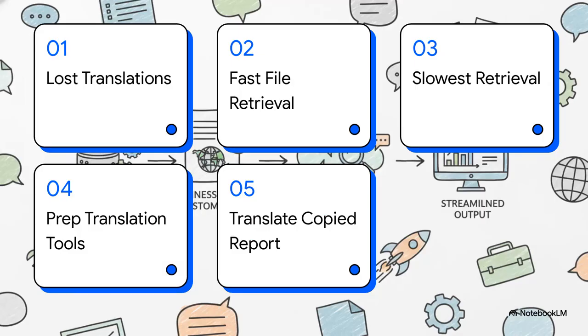Here's our 5-part roadmap to get you from frustrated to confident. First, we'll look at the lost translations problem. Then, fast translation file retrieval. Third, the slowest retrieval method, just so you know what to avoid. Fourth, prepping your translation tools. And finally, translating the copied report.